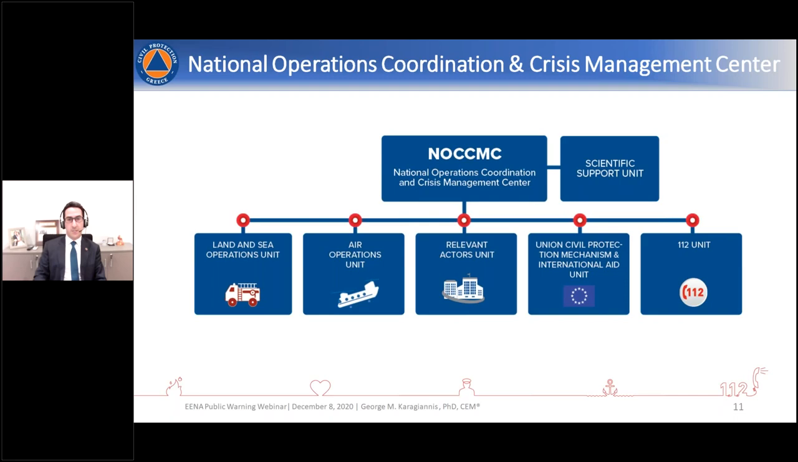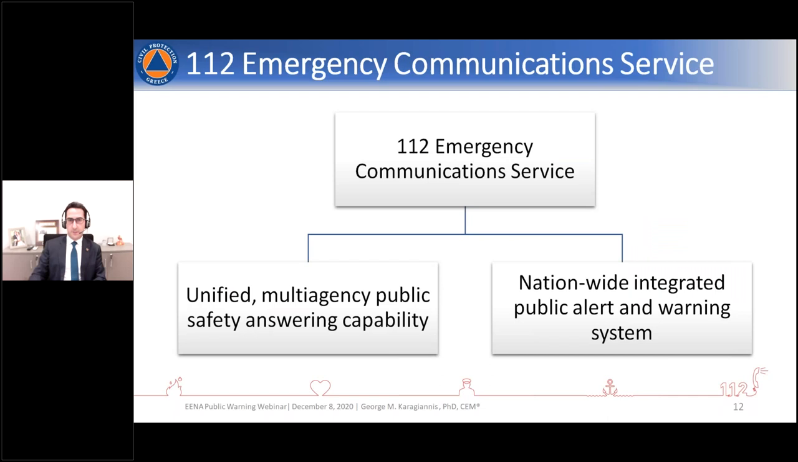This structure is comprised of five units, as you can see in this slide, of which the Emergency Communication Service 112 is the fifth unit. Within the center, the Emergency Communication Service 112 combines a unified multi-agency public safety answering capability for the European emergency number 112 with a nationwide integrated public alert and warning system, which will be the object of this presentation.